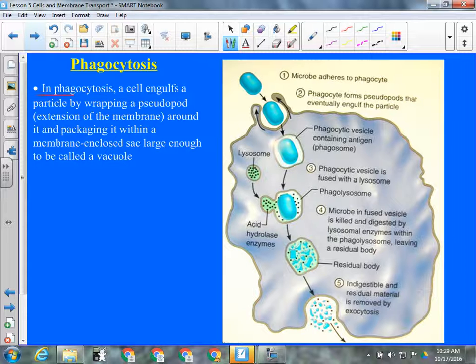All right, so cell engulfs a particle. You can summarize it with just those terms there.